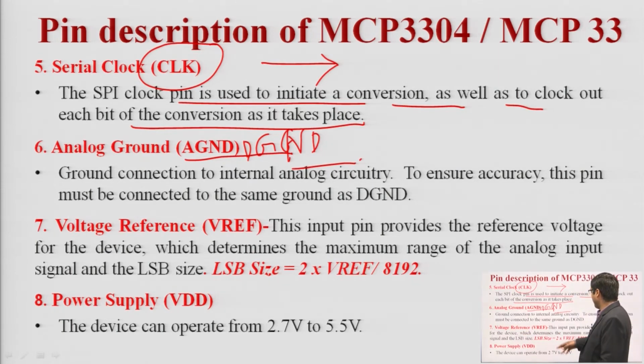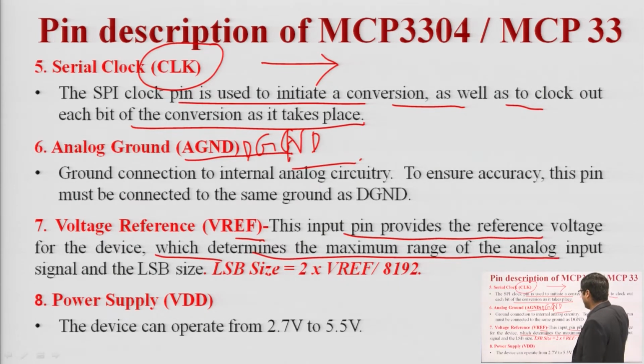What is the role of the reference voltage? The reference voltage is compared with the analog inputs. We have seen in the functional block diagram that the comparator will compare the reference voltage with the analog input and convert it, and we will get the desired output. So, this pin can provide the reference voltage for the device, which determines the maximum range of the analog input. What should be the maximum range of the analog input? It will be decided by the reference voltage.